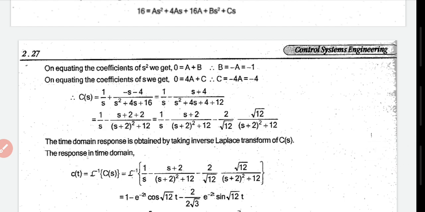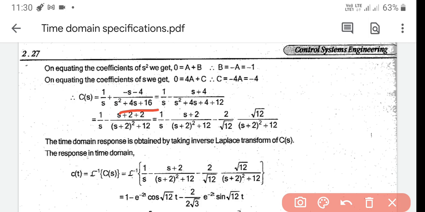C of s is equal to 1 by s plus minus s minus 4 by s square plus 4s plus 16, that is equal to 1 by s minus s plus 4 by s square plus 4s plus 4 plus 12. So you are splitting the denominator; we had already discussed how to write it. a square plus 2ab plus b square, you have to write this denominator as a square plus 2ab plus b square, that is nothing but a plus b whole square.